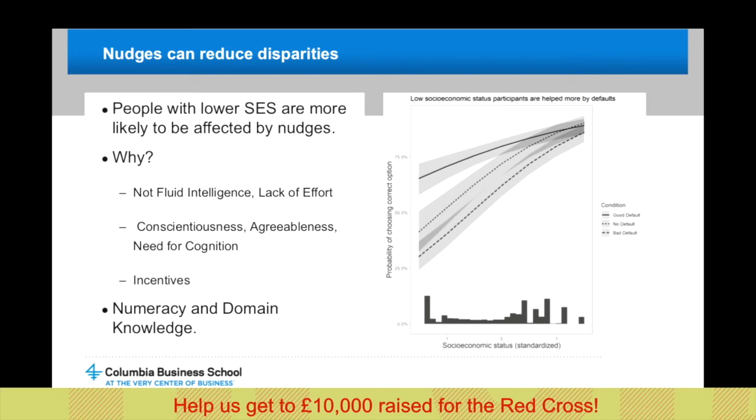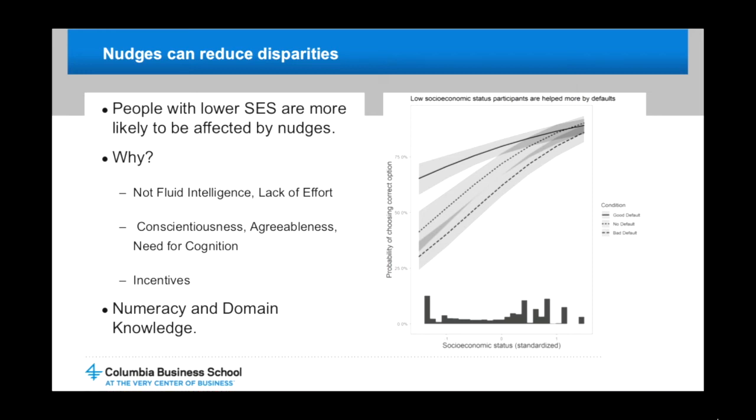Now, this seems sort of obvious, but the default point is really important. It takes a lot of work to get people to be more numerate or to teach them the domain knowledge. Changing the default is easy. Literally, if you look at the HTML code, it's changing one line of code. And we can get people to do much better by changing the default than we can by trying to teach them, or at least as well as trying to teach them.